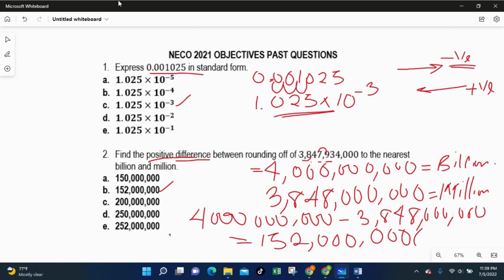In our next video, we are going to bring you the solution of question number 3 and question number 4. They both have to do with evaluation and simplification of indices, indicial powers. Don't miss that video.